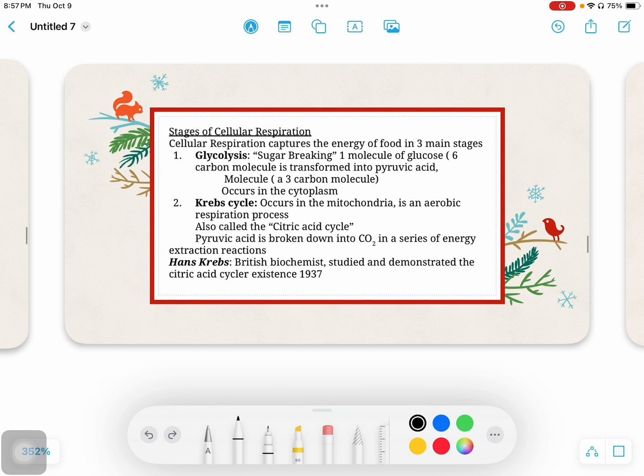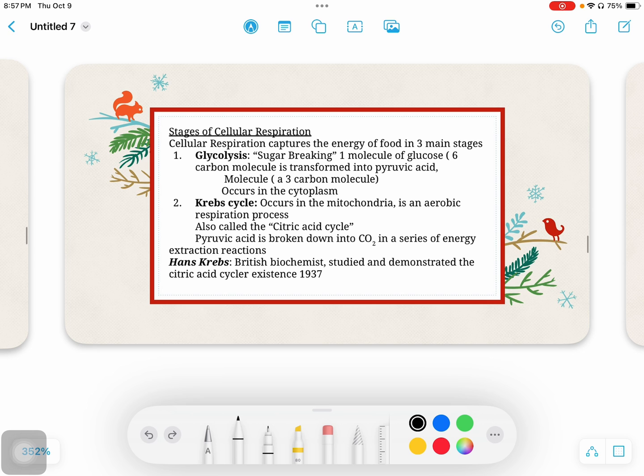Okay, so the stages of cellular respiration start with capturing the energy from food in three main stages. The very first stage is glycolysis. Glycolysis is the breaking down of sugar. It takes in that sugar molecule through eating, and it's going to break it down into pyruvic acid, which is just a 6-carbon molecule. And this all occurs within the cytoplasm of the cell. So again, glycolysis takes place where glucose from eating is broken down into 2 pyruvic acids.